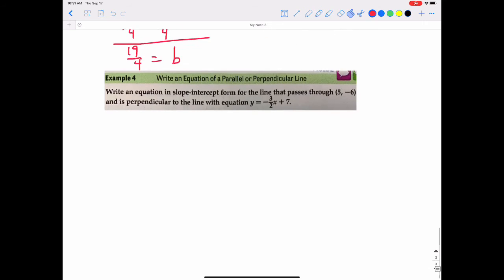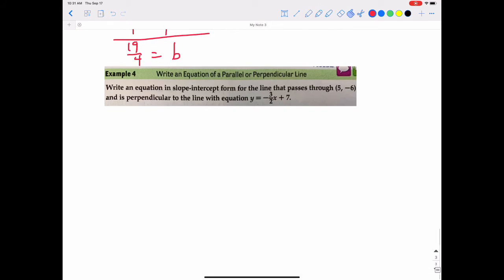And then the last one, write the equation in slope-intercept form for the line that passes through (5, -6) and is perpendicular to the line with the equation y equals -3/2 x plus 7. So on this one, since we're writing the equation that's perpendicular, we don't want to use -3/2 x in our equation. We want to use its opposite reciprocal, and that would be +2/3. So that's what we're going to use in our equation.